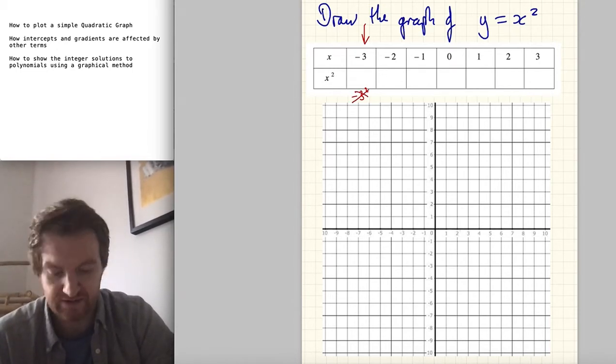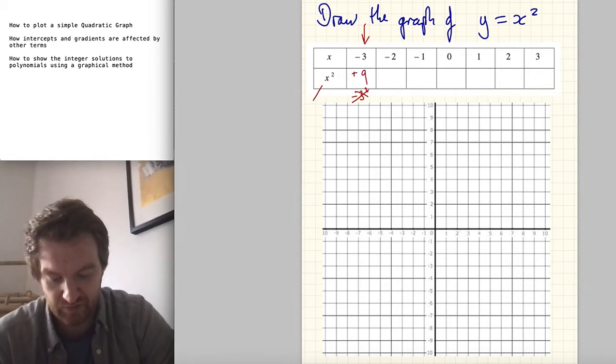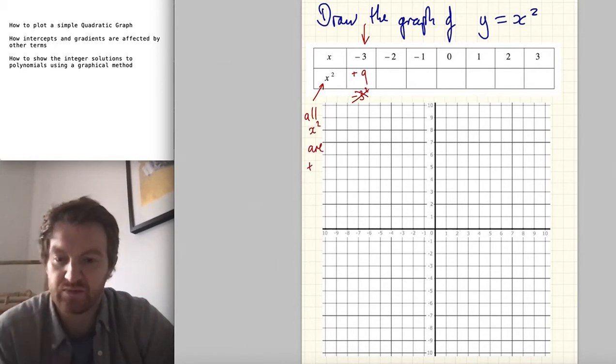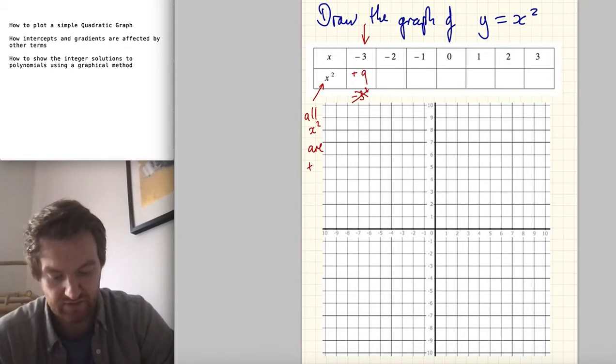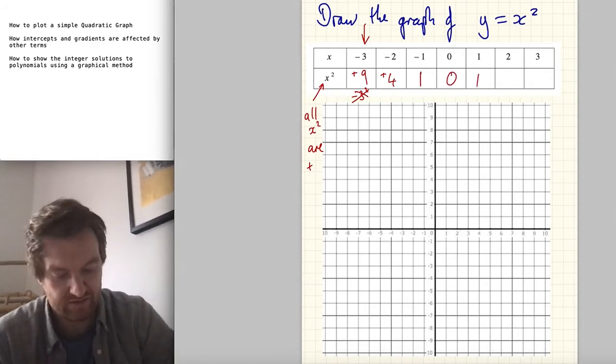-3 times -3 is +9. Okay, so all x squareds are positive. It's impossible to get an x squared that's negative for real numbers. So for x equals -2, 2 times 2 is 4, again positive. -1 times -1 is 1. 0 times 0 is 0. 1 times 1 is 1. 2 times 2 is 4. 3 times 3 is 9.